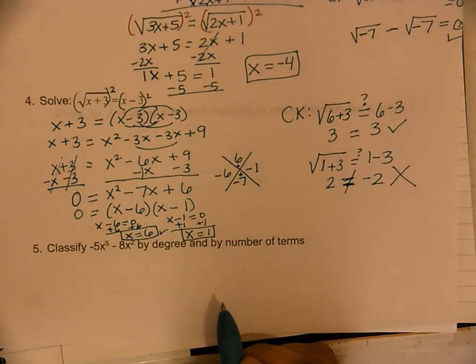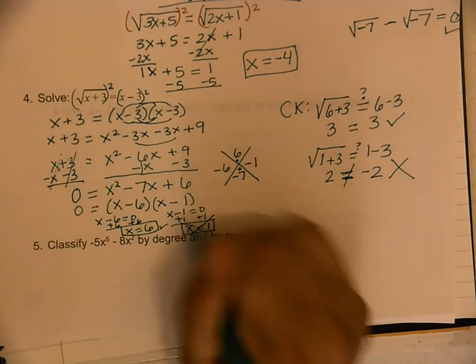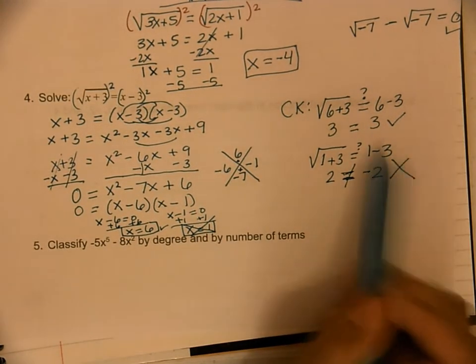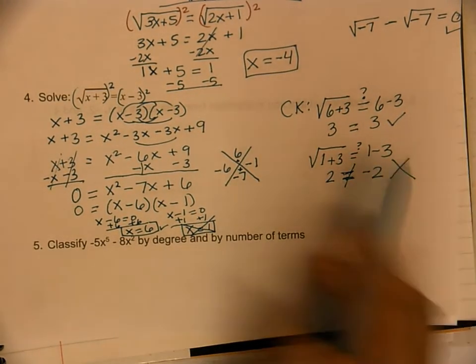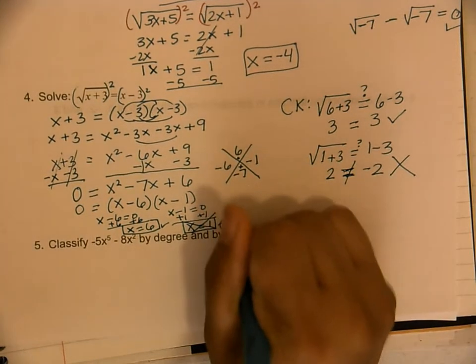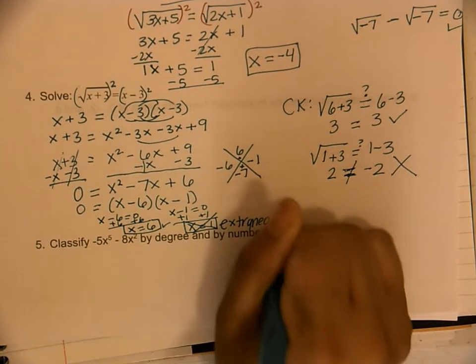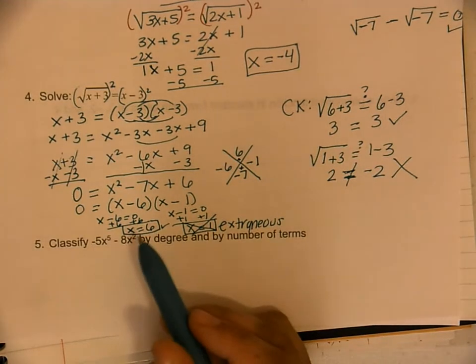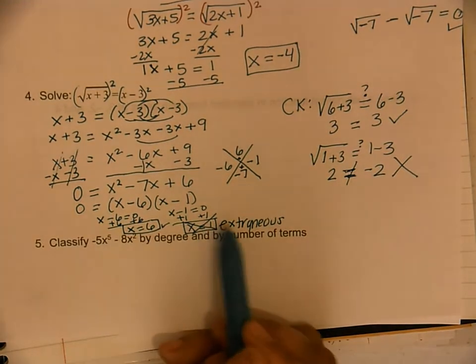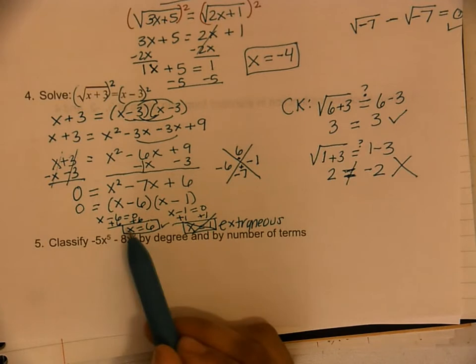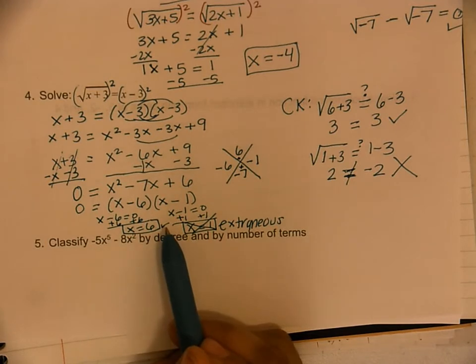So since that does not work, you need to now cross off the answer that didn't give you a correct check, and now you can say that that is extraneous. But remember, the question here is going to be multiple choice, so you won't get to say anything about x equals 1. You would just select the answer x equals 6. So that's it for number 4.